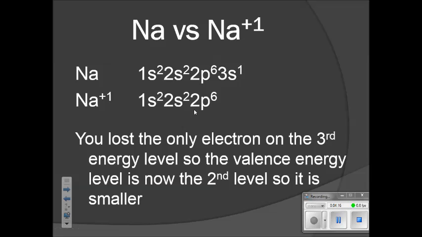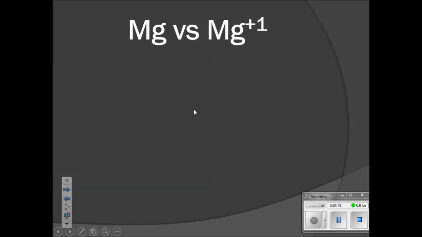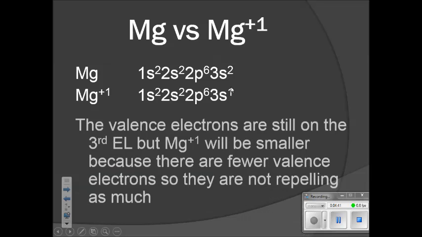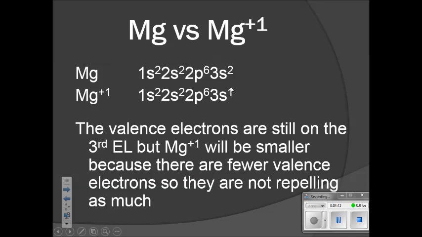I've got another example here, although I don't really like this example because why would magnesium be a +1? I mean, it doesn't want to be a +1. It either wants to be a +2 or just be itself, you know, an atom of magnesium. But just so you can see the other rationale, if magnesium has 2 electrons in its valence energy level, if it becomes Mg +1, then now it only has 1. So this electron isn't repelling this other one as much anymore, so it can come a little closer to the nucleus. And that is the reasoning behind that one.